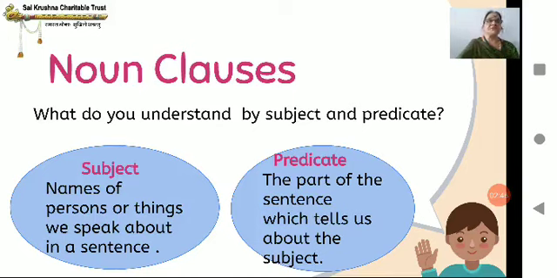Subject plus predicate makes a complete sentence. And in a noun clause, we have to understand that it is a group of words that has a subject and a predicate of its own. So subject is a noun, that is the name of a person or thing about whom we are speaking in the sentence. And predicate is that part of the sentence which tells us something about the subject. I'm sure you remember all this, you have done it earlier.